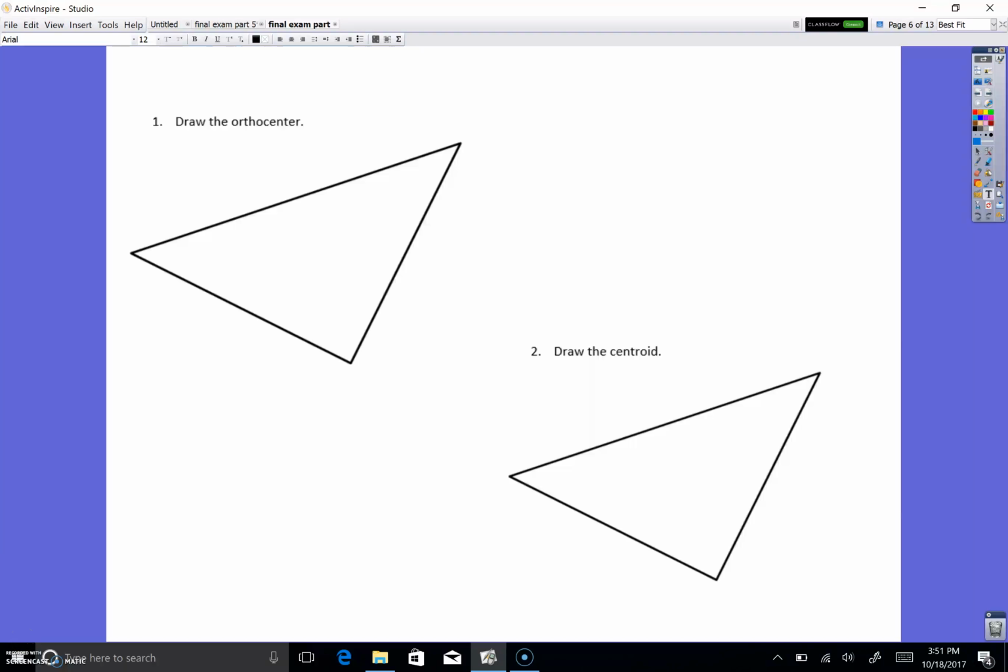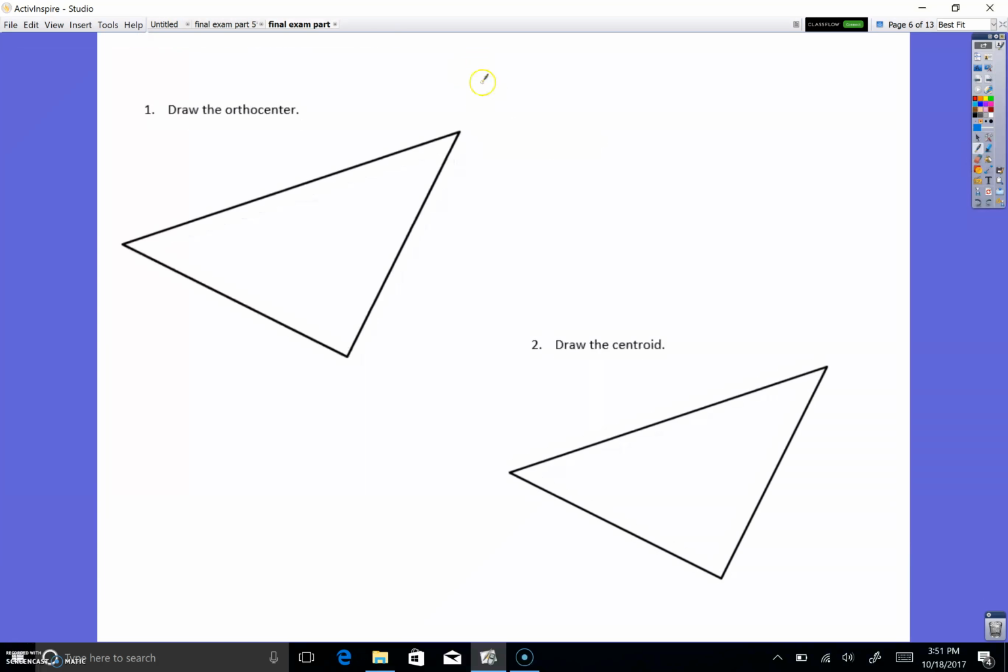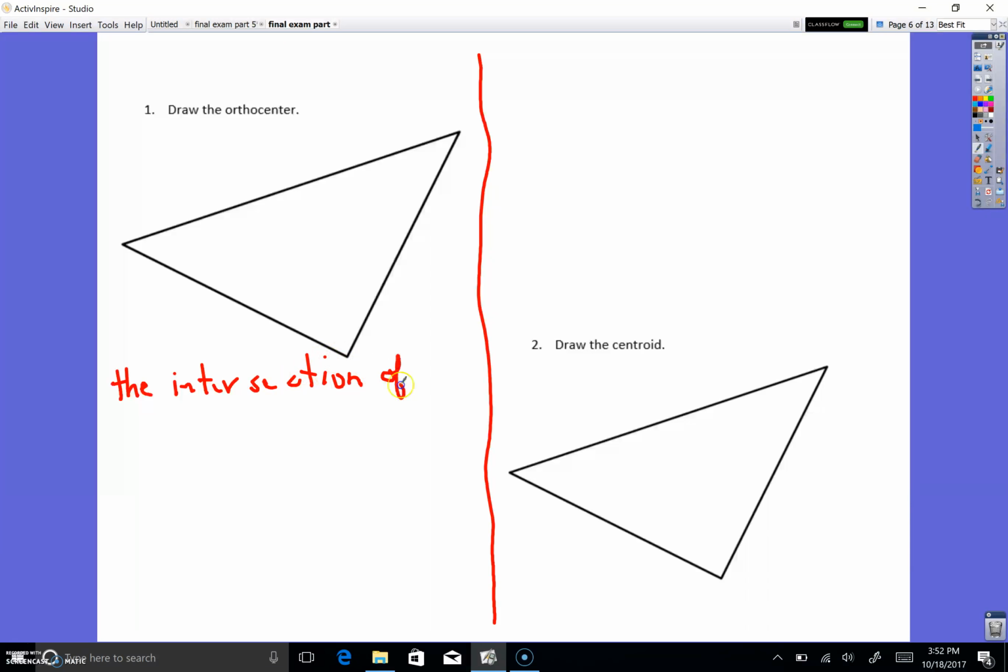Alright, next we work with triangle centers, okay? So, I have two of them right here. The first one is the orthocenter. Remember, the orthocenter is the point of concurrency where it's the intersection of the altitude.